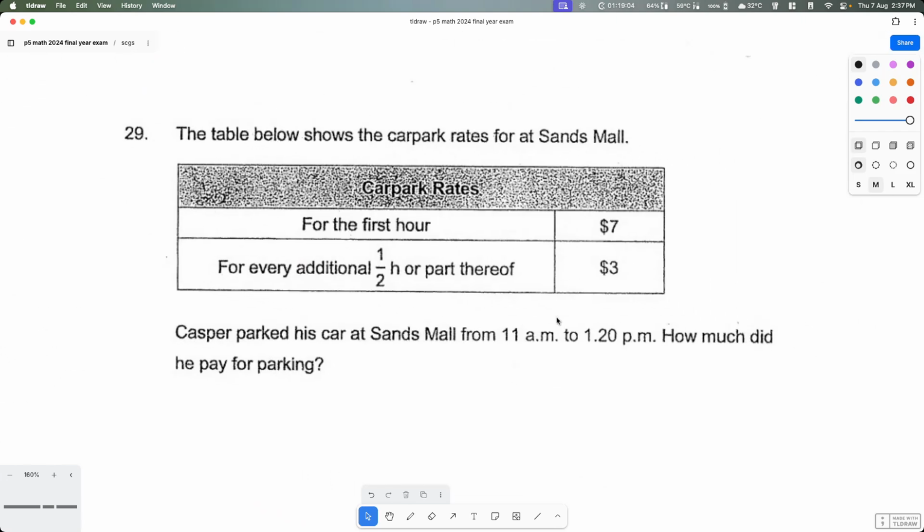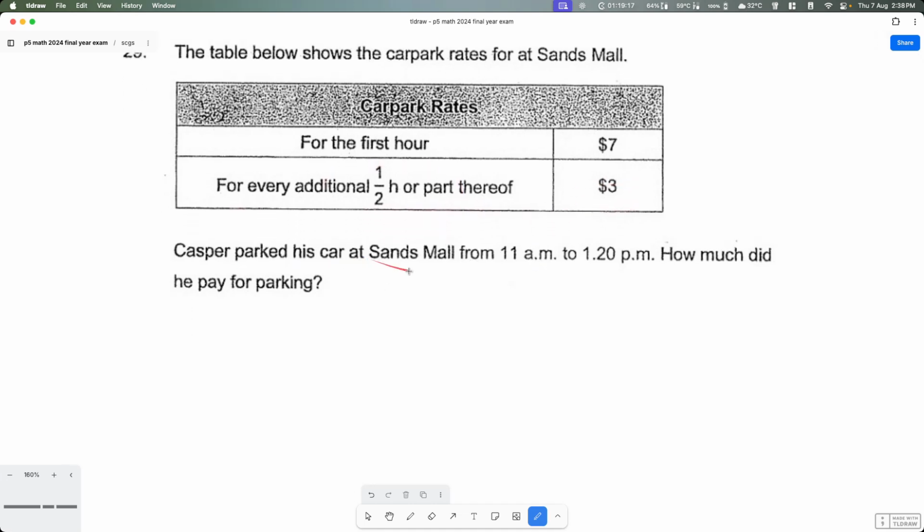Question 29. The table below shows the car park rates for Sands Malls. Should be inside Pasir Ris. Car park rates for the first hour $7. For every additional half an hour or part thereof is $3. Casper parked his car at Sands Mall from 11 to 1:20 p.m. How much did he pay for parking?